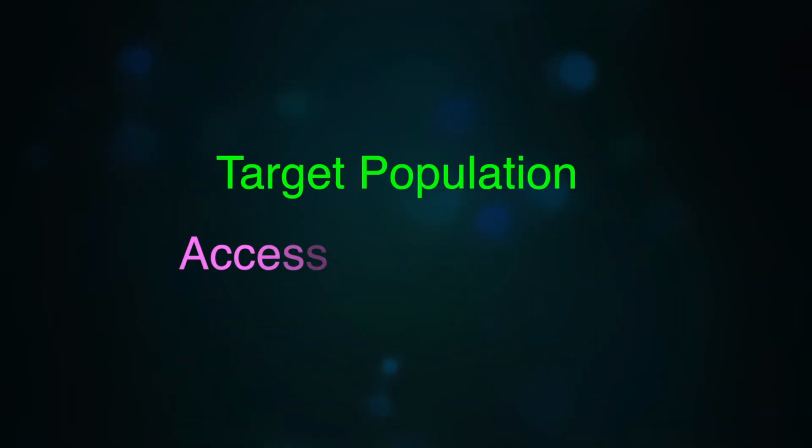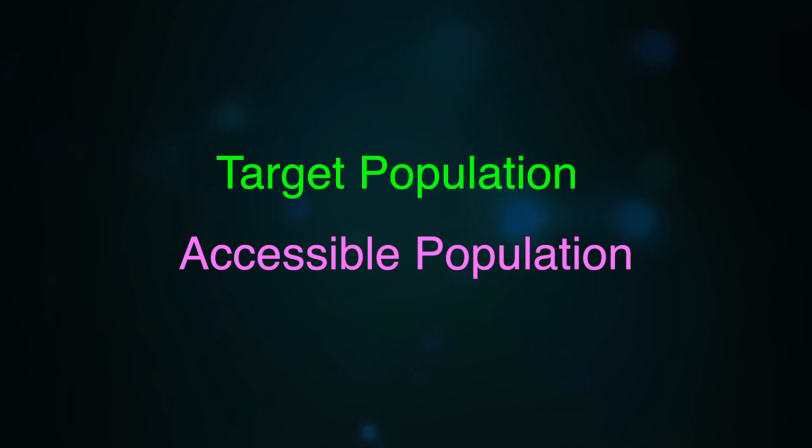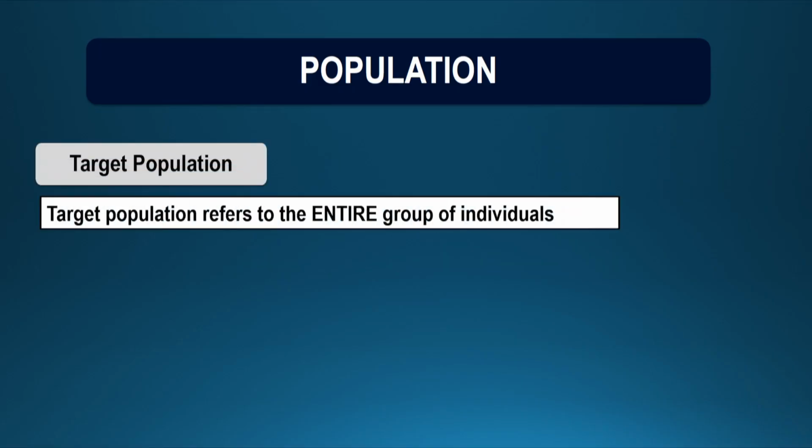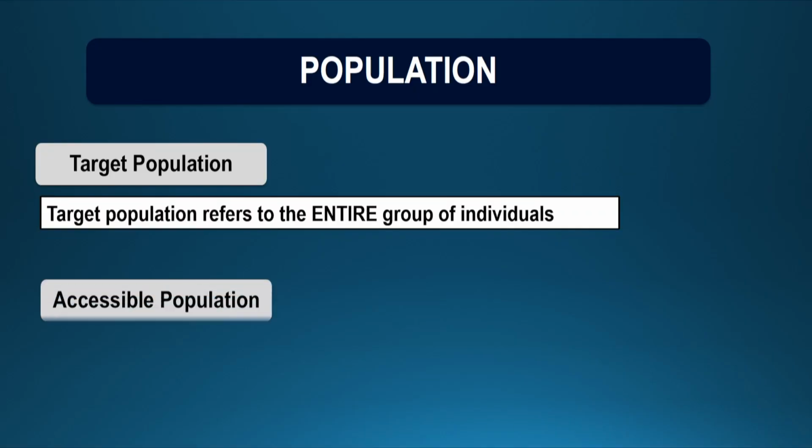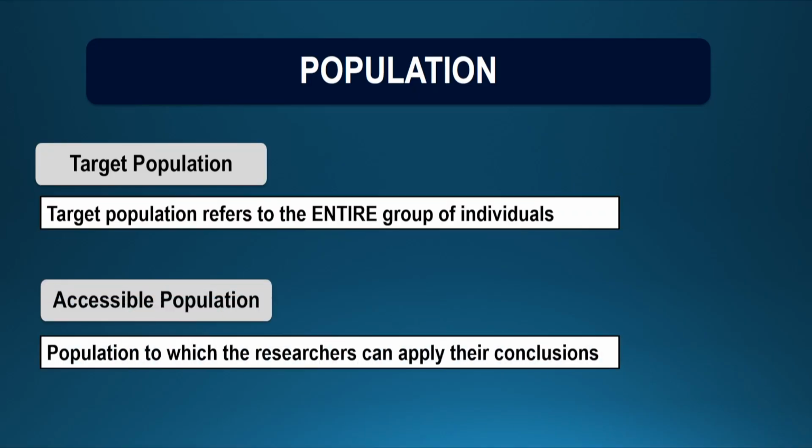The population is also classified as target population and accessible population. Target population refers to the entire group of individuals about which the researcher wishes to be able to make generalizations. That population is considered the target population. The set of population that is realistically selected from a target population, to which the researcher is able to apply the conclusion, is considered the accessible population.